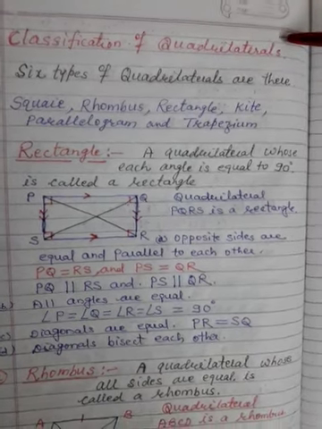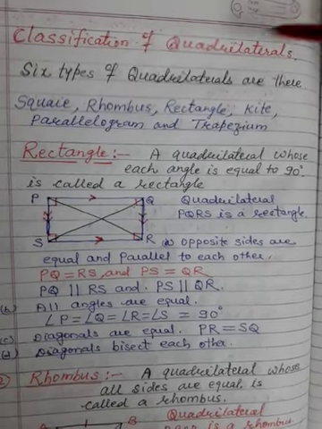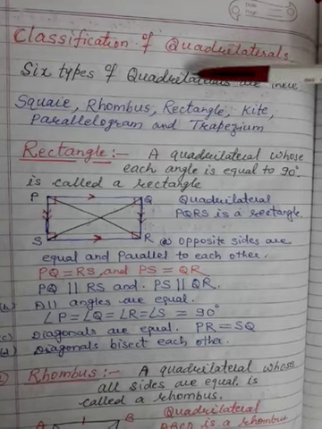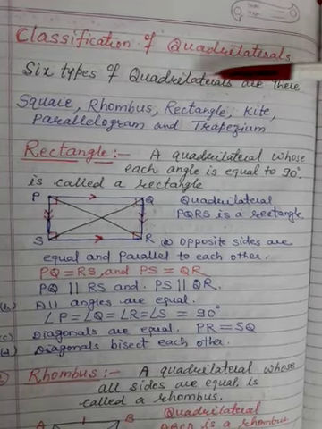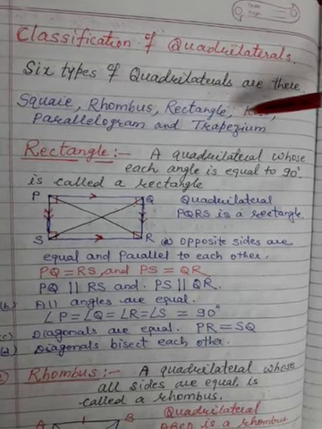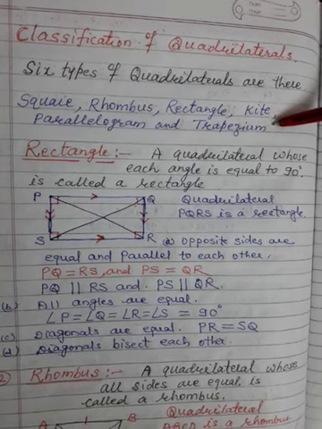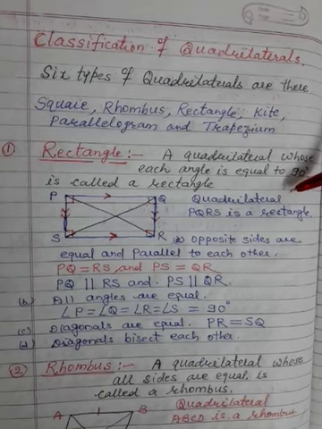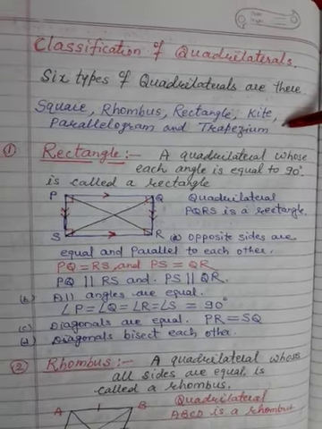How many types of quadrilaterals are there? There are six types of quadrilaterals, named square, rhombus, rectangle, kite, parallelogram and trapezium. One by one we will understand the properties of all the quadrilaterals.